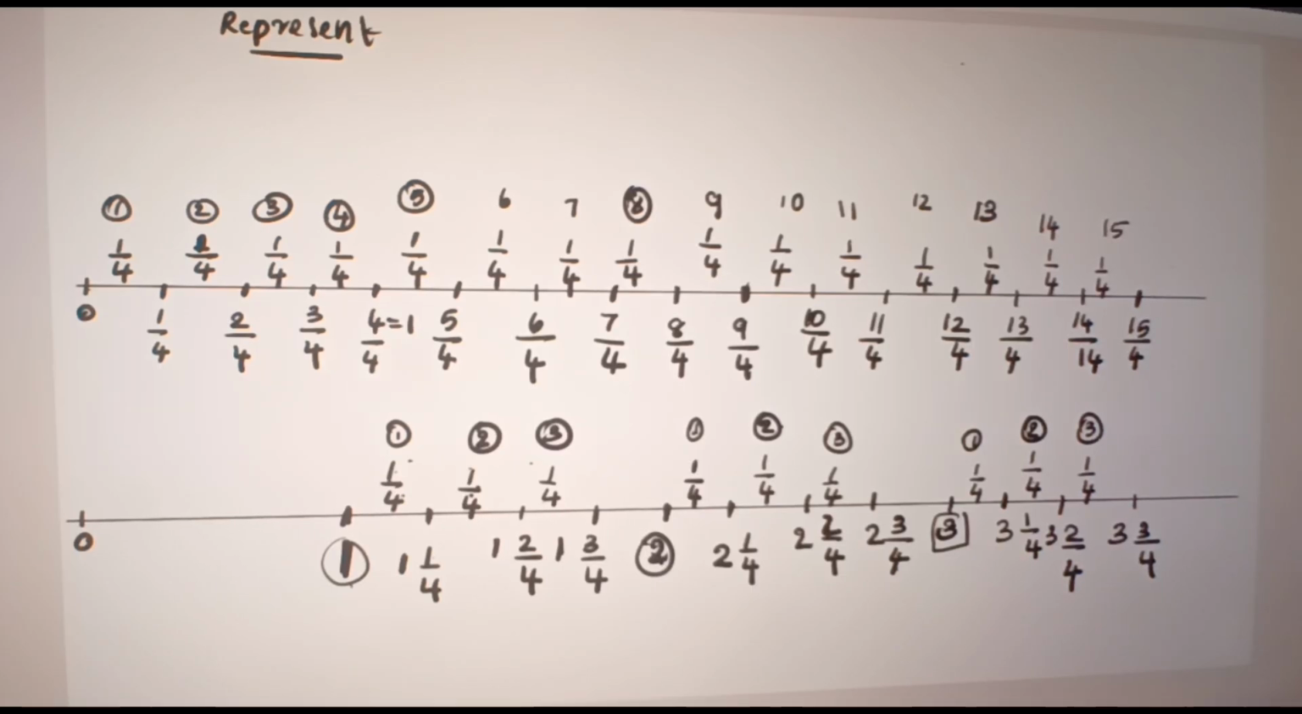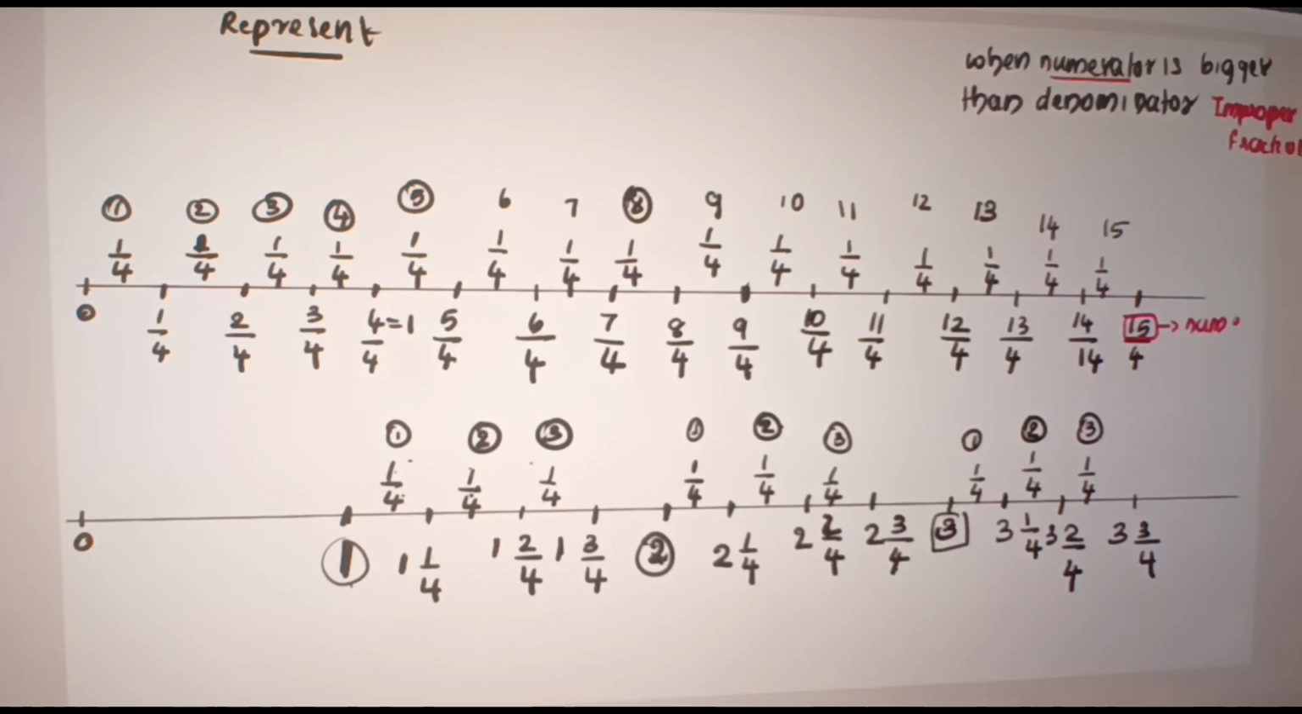So when the numerator is bigger than the denominator, we call it an improper fraction. We call it what? Improper fraction. So when do you call it an improper fraction? When the numerator is bigger than the denominator, then we call it an improper fraction.